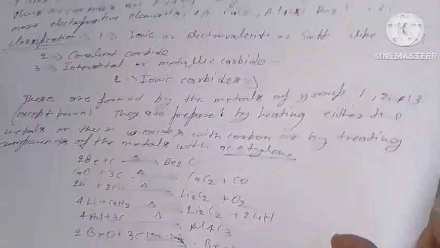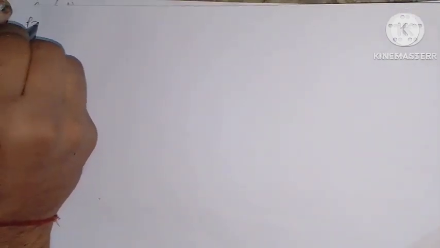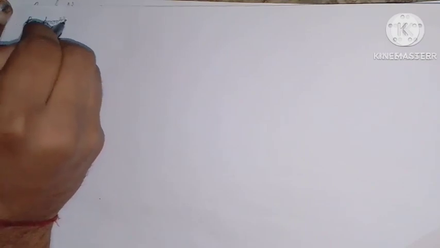The next heading is properties of carbides. You can see the properties.